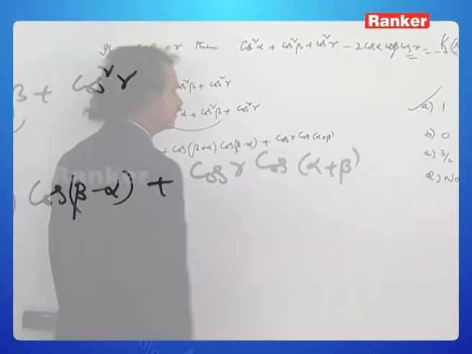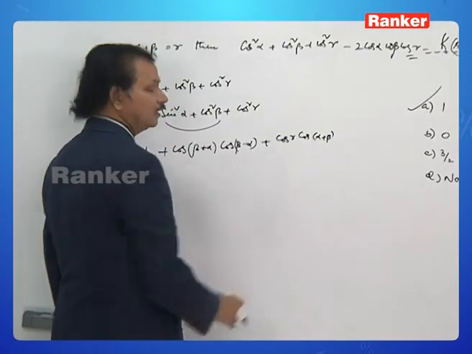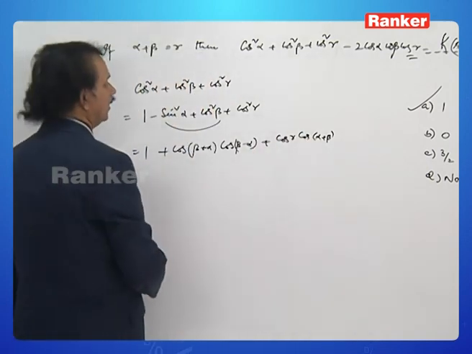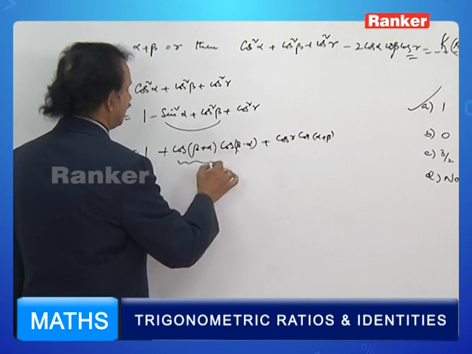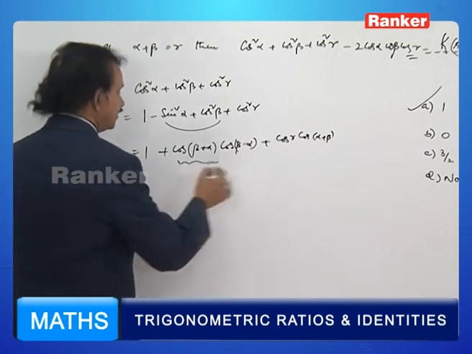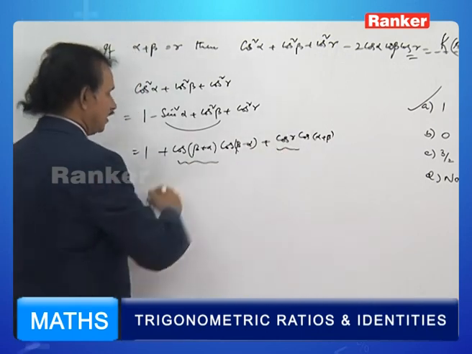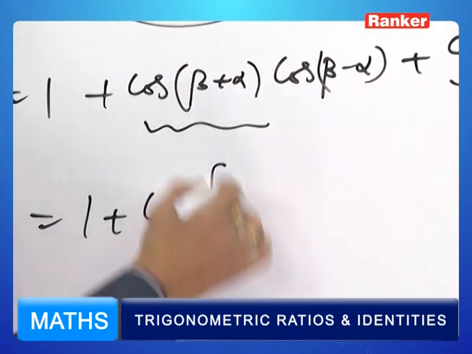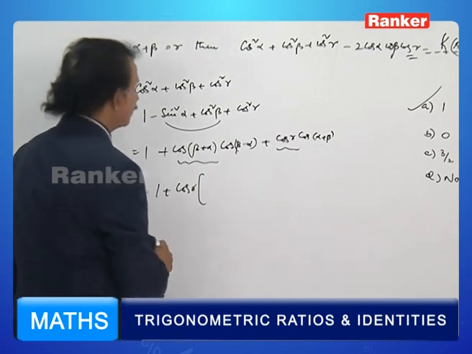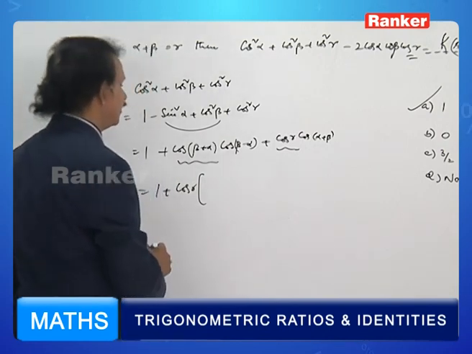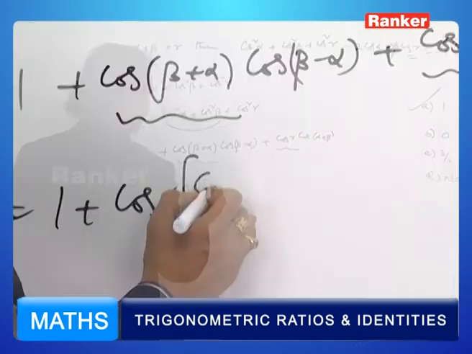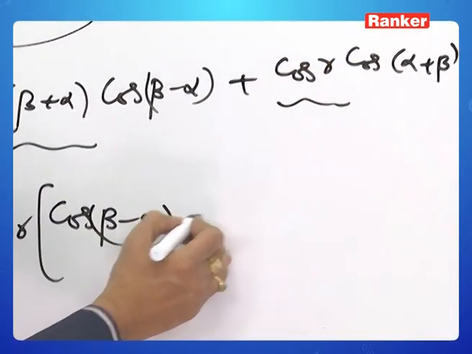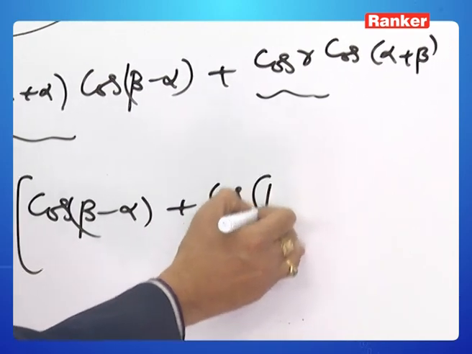Can I write like that? What is alpha plus beta? Gamma. Cos gamma into cos gamma? Cos square gamma. Well, my dear, what is cos of beta plus alpha? Cos gamma. This is cos gamma, this is cos gamma. Take it out. 1 plus cos gamma into, what is that? Cos of beta minus alpha plus cos of beta plus alpha.